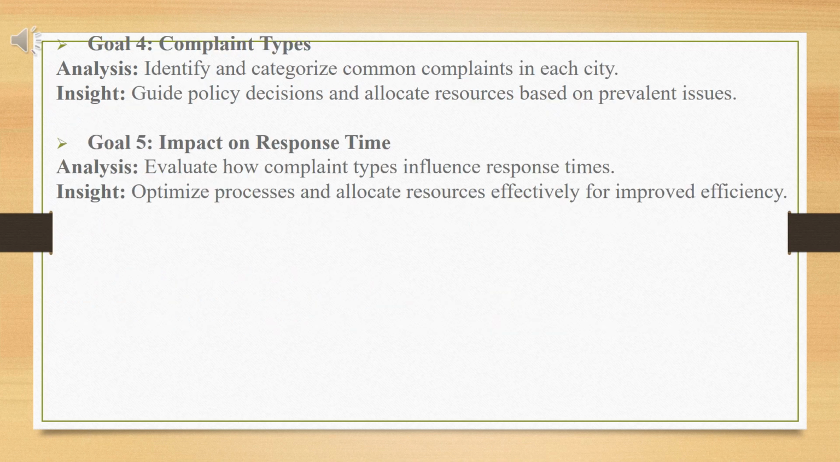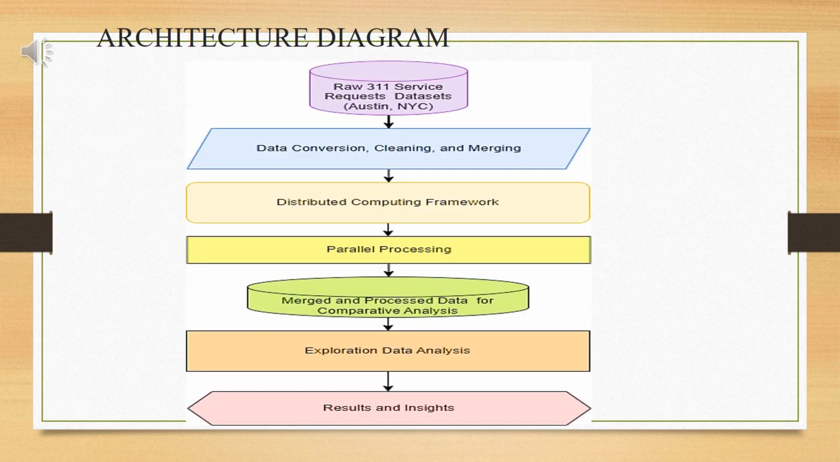Coming to this slide, goal number 4, complaint types analysis. Identify and categorize common complaints in each city. Insights guide policy decisions and allocate resources based on prevalent issues. Coming to goal number 5, impact on response time. Analysis is evaluate how complaint types influence response times. Insights are optimize processes and allocate resources efficiently for improved efficiency.